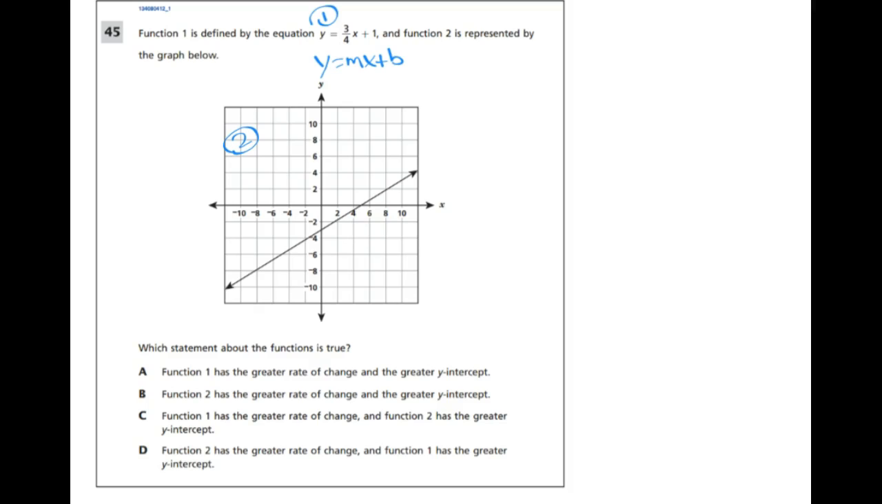And all of them have to do with rate of change, which we know means slope, and y-intercept, which we just did a day about. You know, we did that in the last video. We know what y-intercept is. We know that this right here is the y-intercept for the line, and this is the y-intercept for the equation.